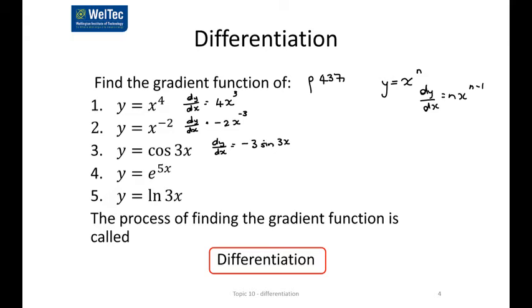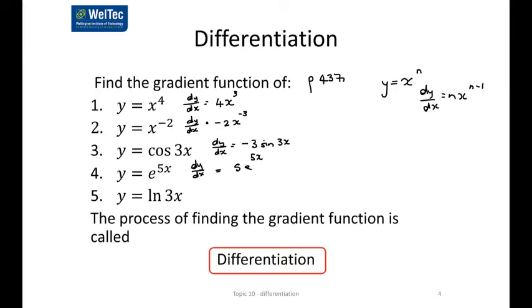To find the gradient function of e to the 5x, we're going to be looking at the fifth one from the top, and the derivative of e to the kx is k e to the kx, so it would be 5e to the 5x.